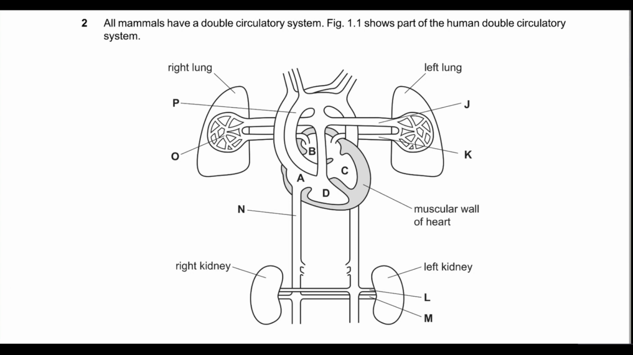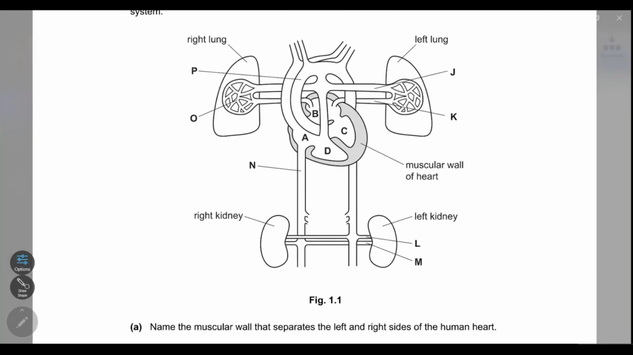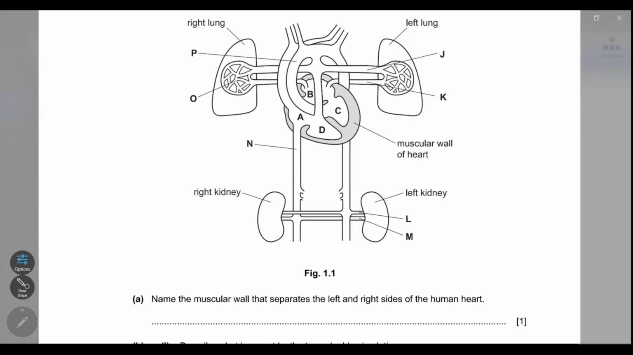So, question number 2 says, all mammals have a double circulatory system. Figure 1.1 shows part of the human double circulatory system, and this is the graph of the figure. A, name the muscular wall that separates the left and right sides of the human heart. He needs you to mention the muscular wall separating the left and right sides of the human heart. Surely it is the septum.